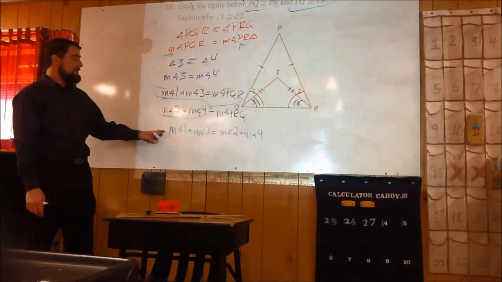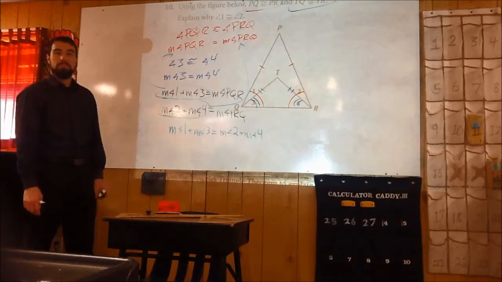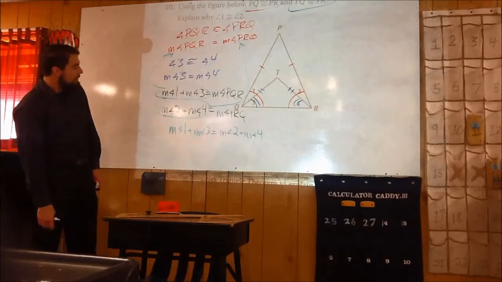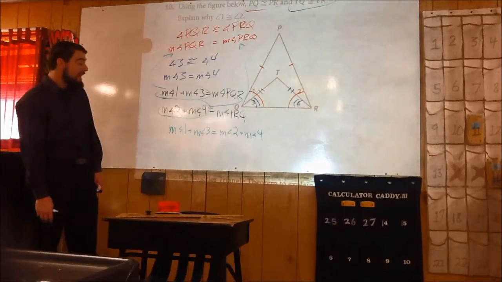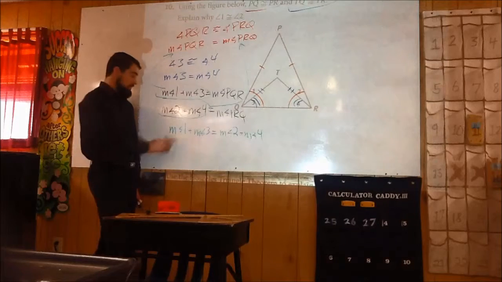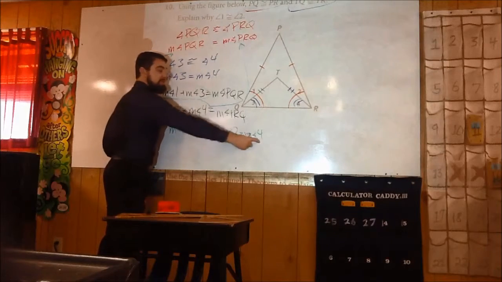What justifies the statement in green ink? Substitution. We're just plugging stuff in. Substitution. From there, we've now got 4 variables in one equation. This is different from this and this and this.